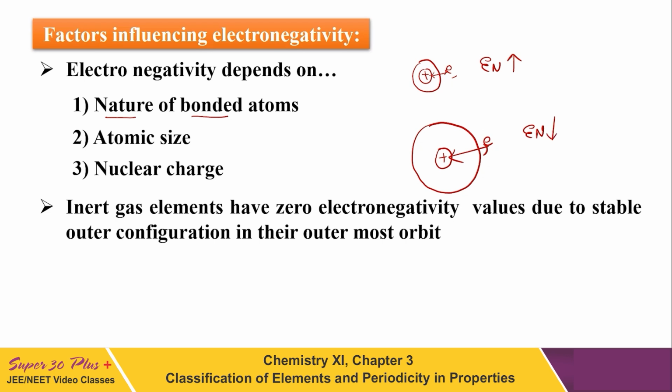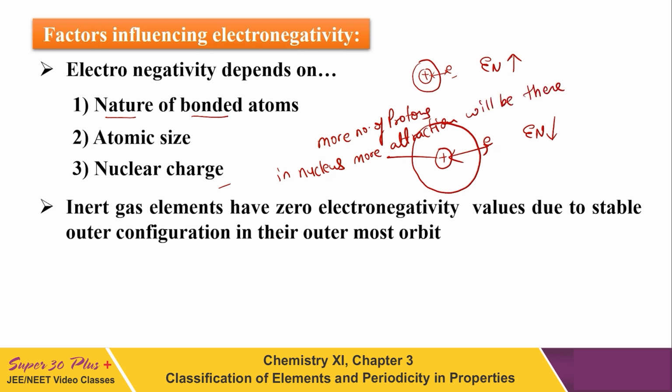And the third factor is nuclear charge. What is the meaning of nuclear charge? Nuclear charge is the positive charge which is present in nucleus. So more positive charge, more number of protons in nucleus, more attraction will be there on outer electron, and as a result electronegativity will be high. So nuclear charge is directly proportional to electronegativity. Atomic size is inversely proportional to electronegativity.